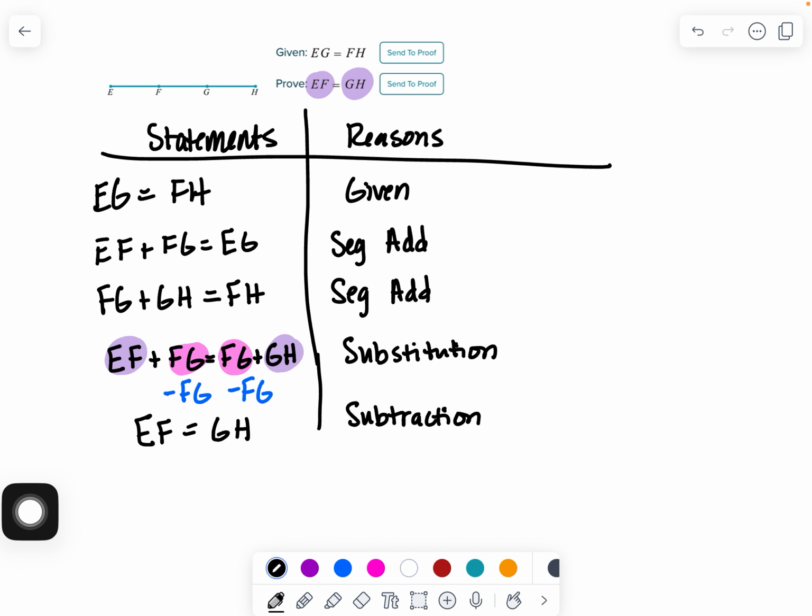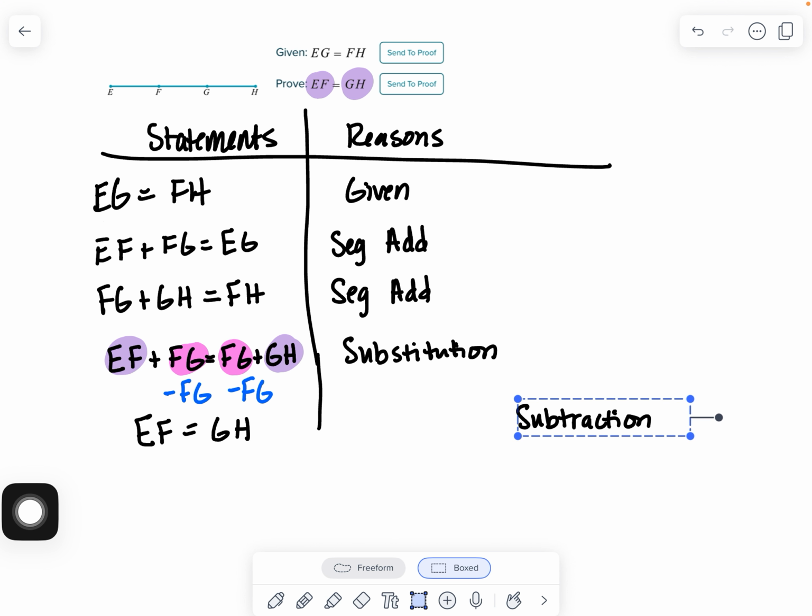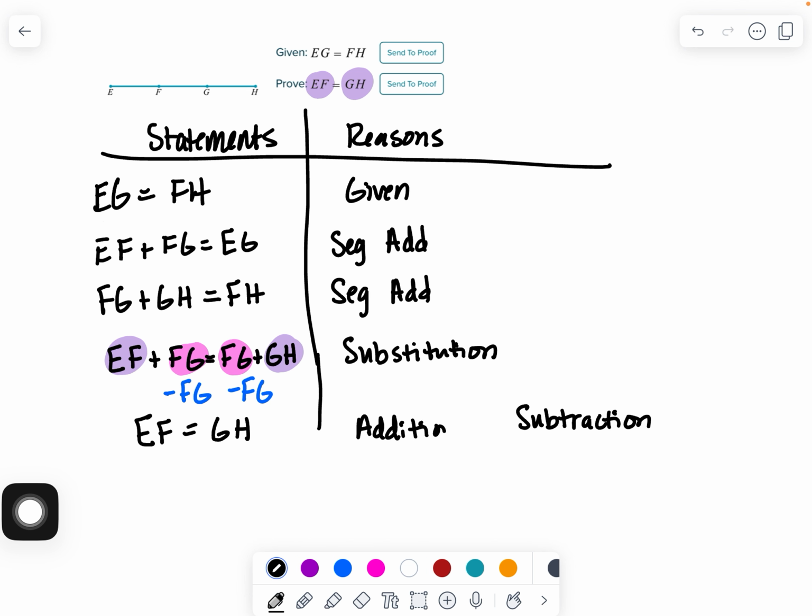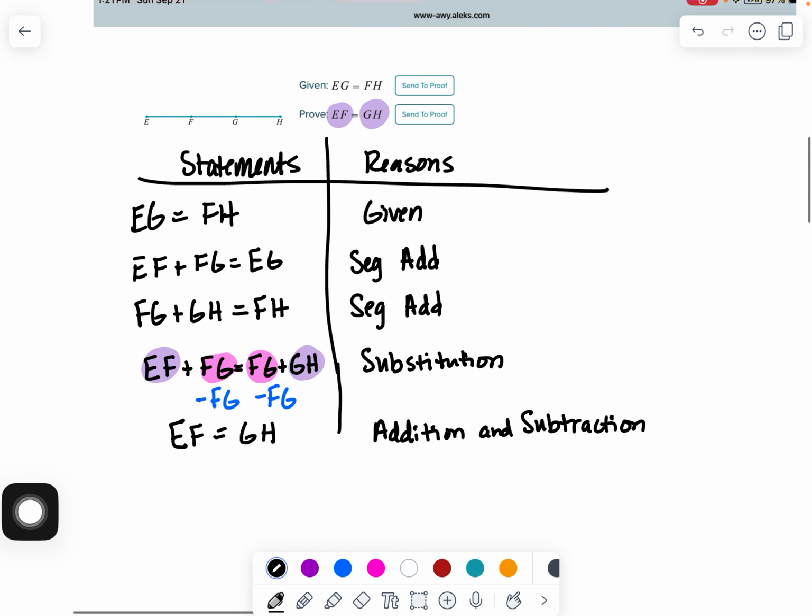And actually, in ALEKS, they call that addition and subtraction. There we go. So that's going to be the whole proof. This is what you would actually put into ALEKS, minus the color. You wouldn't have the pinks and the purples, but this is exactly what you would type. Every keystroke, every choice that you would pick.